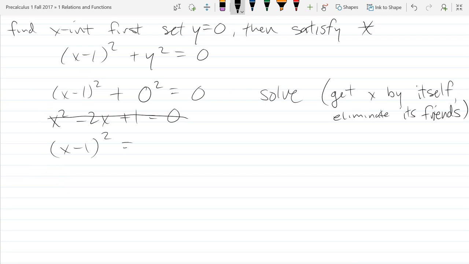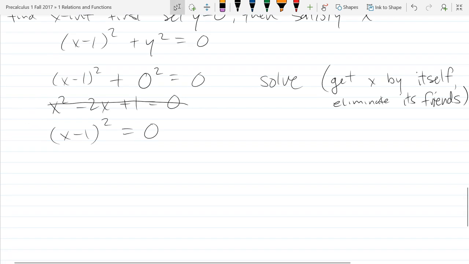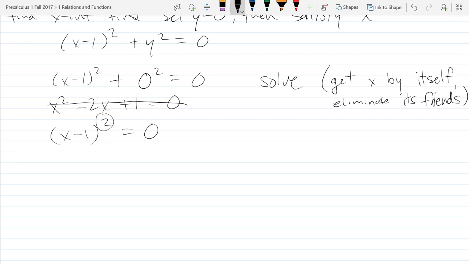So if you didn't FOIL, that plus 0 squared, that doesn't matter. So if you didn't FOIL, what was another option here? So let's think about eliminating all of x's friends. So it has a minus 1, and there's also an exponent up here. So what do I get rid of first? The exponent. So you've got to get rid of the exponent first.